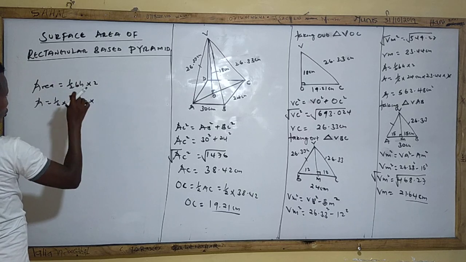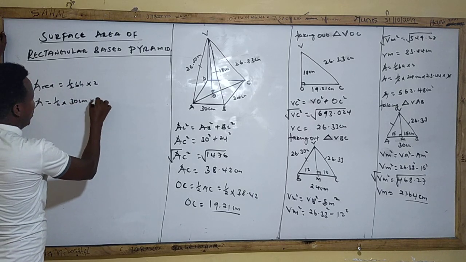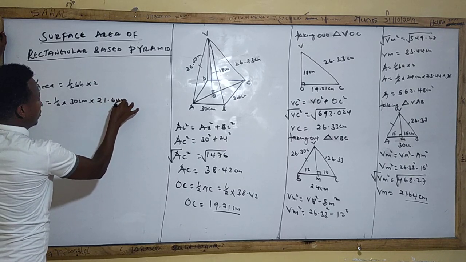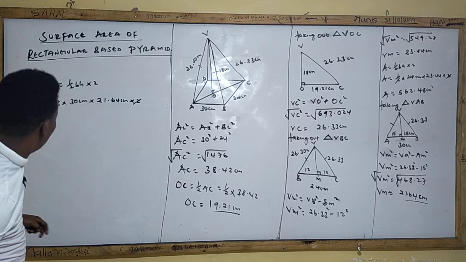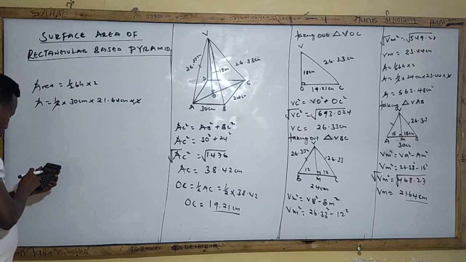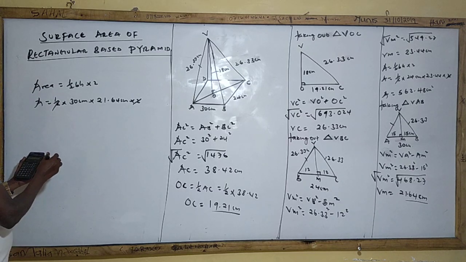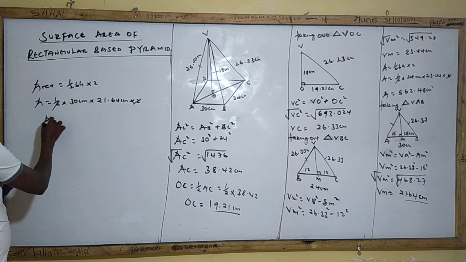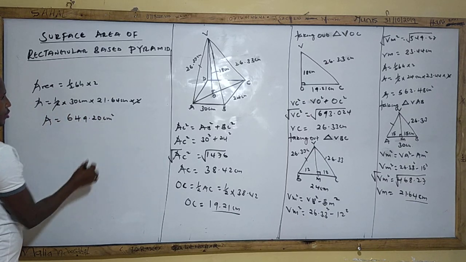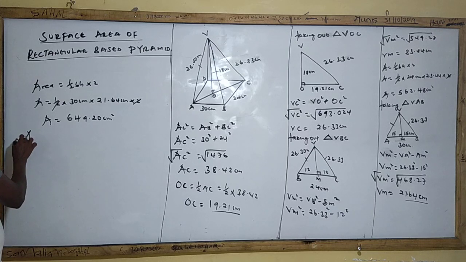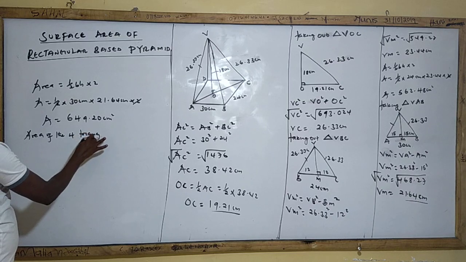Remember I say times 2 because we have two equal triangles, yeah? Times 2, times the height. The height is 21.64 centimeter, times 2. Cancel these two again. So you're going to get 21.64 times 30, which is 649.2. Area is equal to 649.20 centimeter square. That is the area of the four triangles.